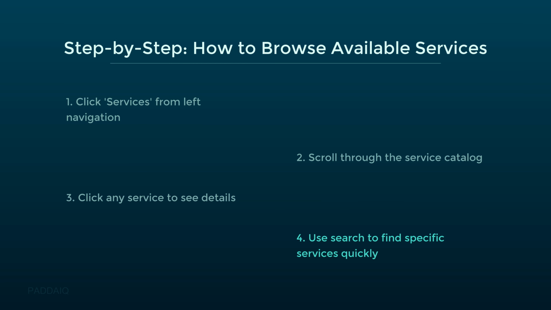4. Use search to find specific services quickly. This means typing keywords into the search bar to instantly filter the list, saving you time scrolling. For example, if you need machine learning capabilities, just type ML to see relevant services. This efficient approach helps you focus on what you need without distraction.